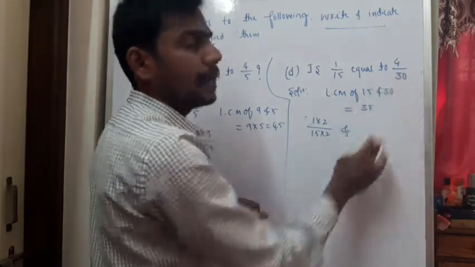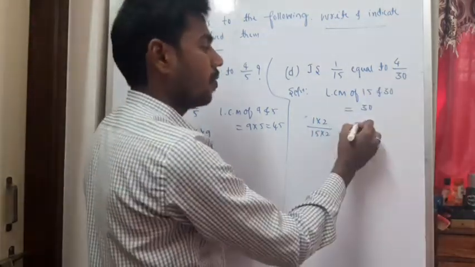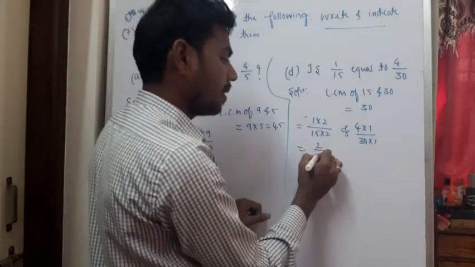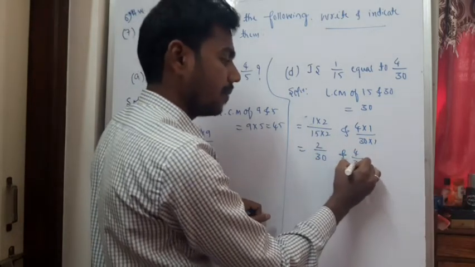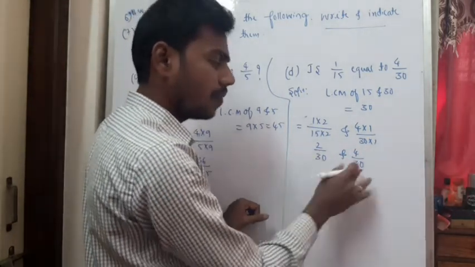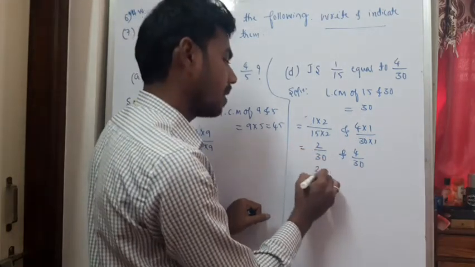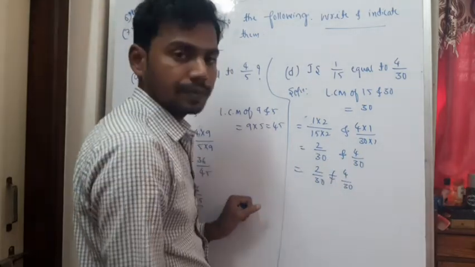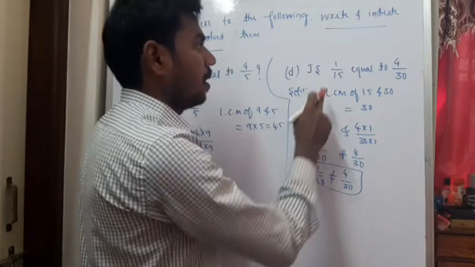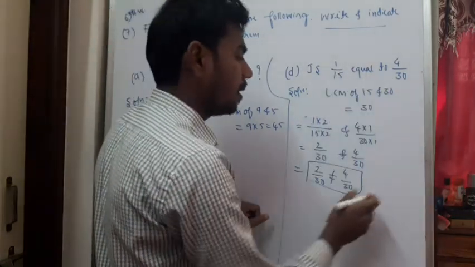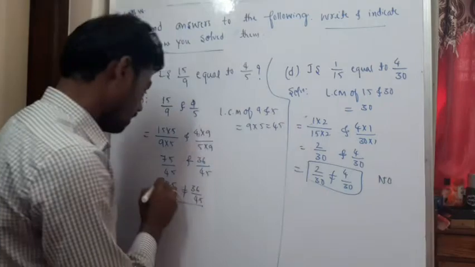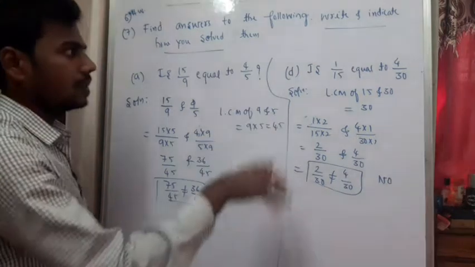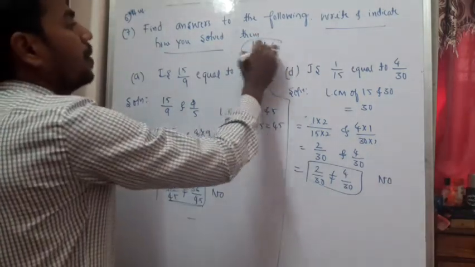And to make it 30, by what number do I need to multiply? 30 1s are 30. 4 into 1 divided by 30 into 1. Okay, so 2 by 30 and 4 by 30. So is 2 by 30 equal to 4 by 30? That is the reason we can tell 2 by 30 is not equal to 4 by 30. So, is 1 by 15 equal to 4 by 30? No. Is 15 by 9 equal to 4 by 5? No. So please note this down, and B and C you have to do on your own as homework.